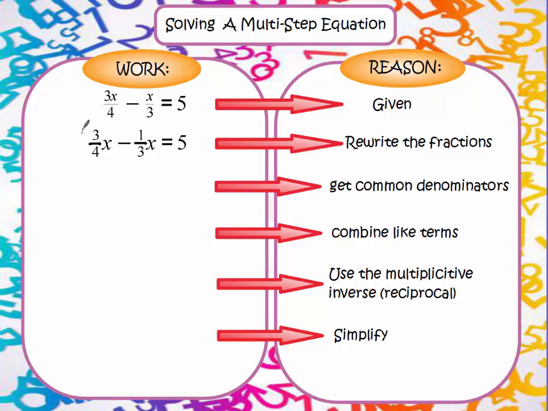So I can multiply this fraction by 3/3 to get 12 in the bottom, and this fraction by 4/4 to get 12 in the bottom. So 3 times 3 is 9, 3 times 4 is 12, so I have 9/12 x minus 4 times 1 is 4, and 4 times 3 is 12, 12x equals 5.